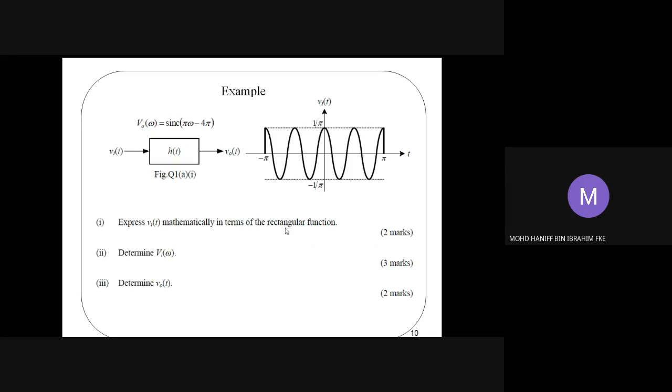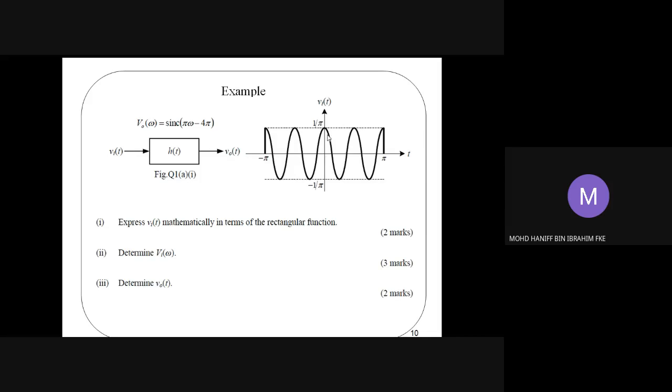Okay, let us proceed with the last example for today, which will end our lectures on properties of Fourier transform. We are given a signals diagram. Vi(t) is the input, h(t) is the system equation, and the output is V naught(t). Given further that in frequency domain, the Fourier transform of V naught(t) is V naught(omega), which is sinc of (pi omega minus 4 pi).